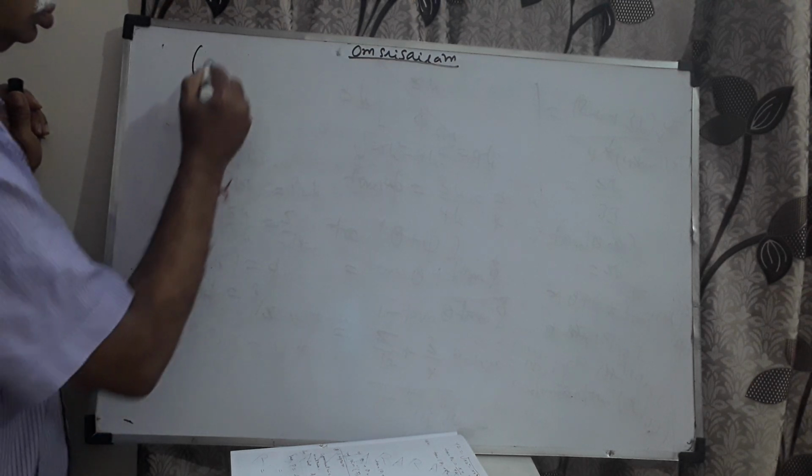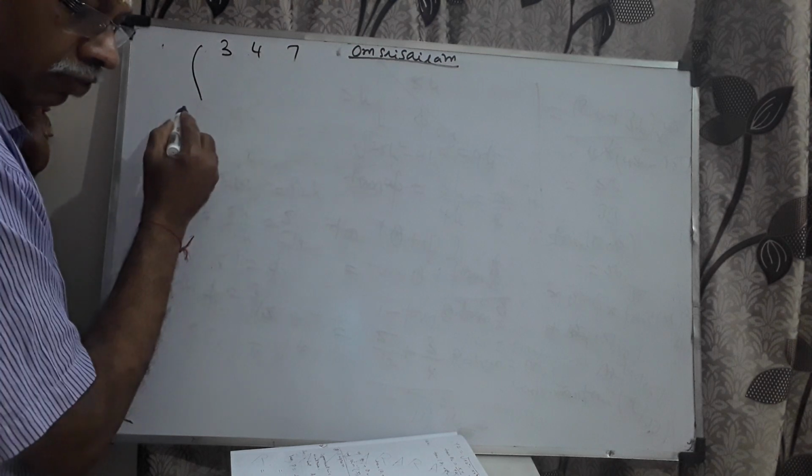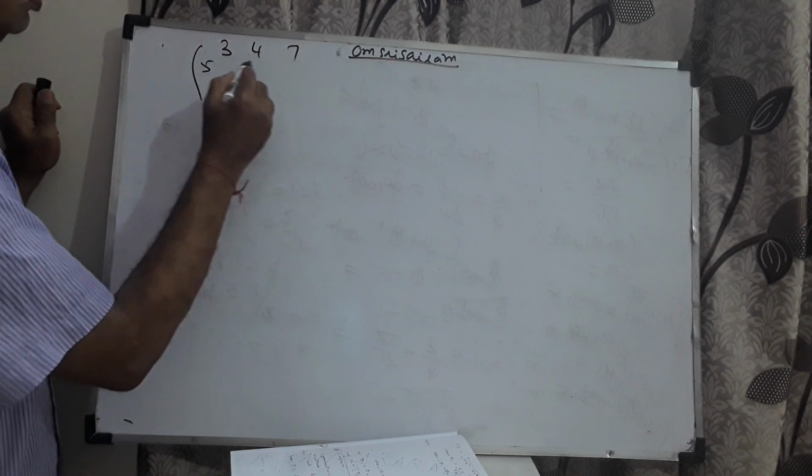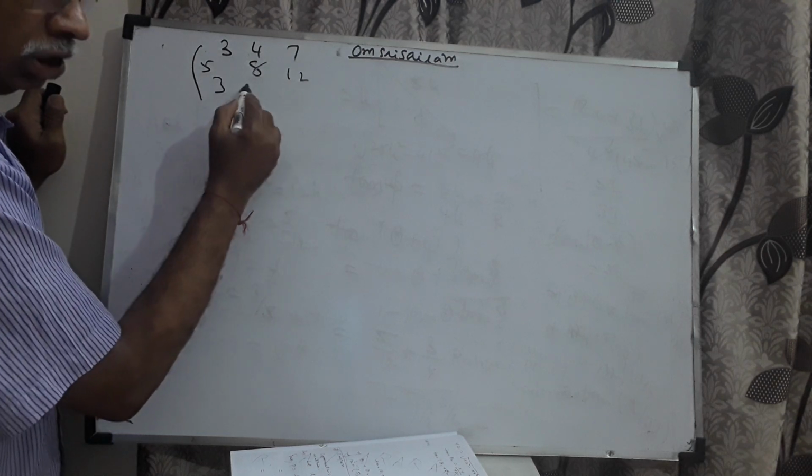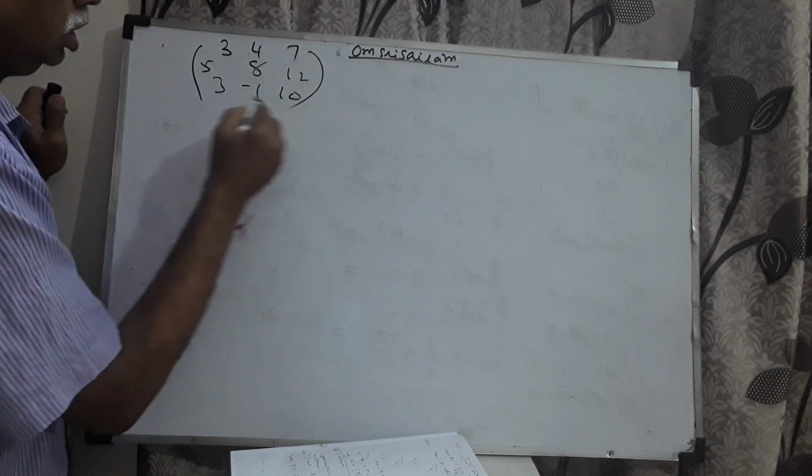Express the matrix 3, 4, 7, 5, 8, 12, 3 minus 1, 10 as a sum of a symmetric matrix and a skew symmetric matrix. That is the question given to you.